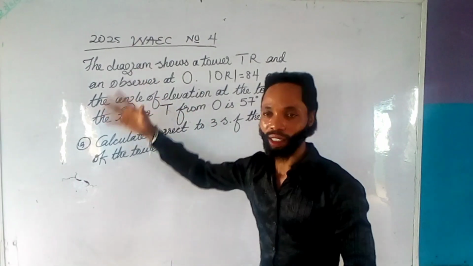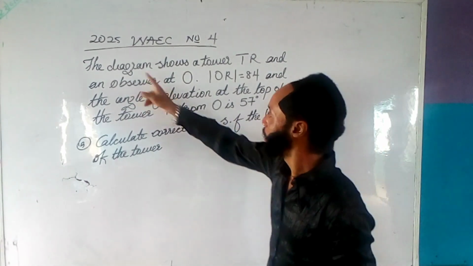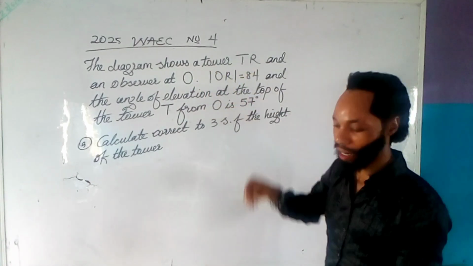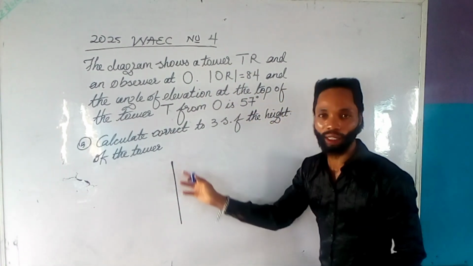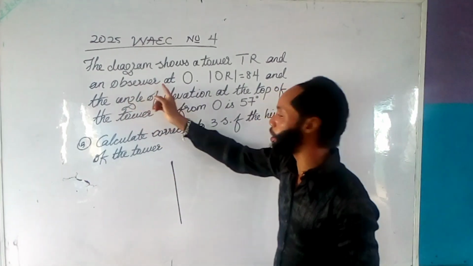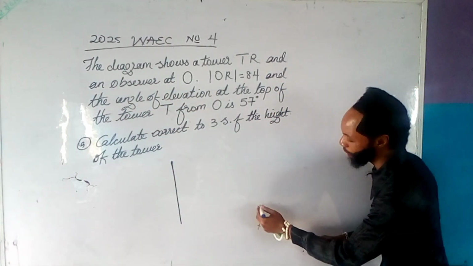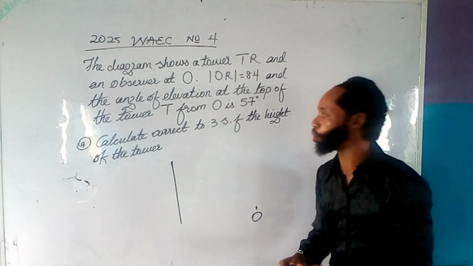Okay, let's get the diagram. There was a diagram in the question, but we can build ours. Now they said the diagram shows a tower TR. So we have a tower TR, so it's going to be like this. We don't need to put our T and R. But they said an observer is standing at a point O. So there's somebody here, which is a point O.